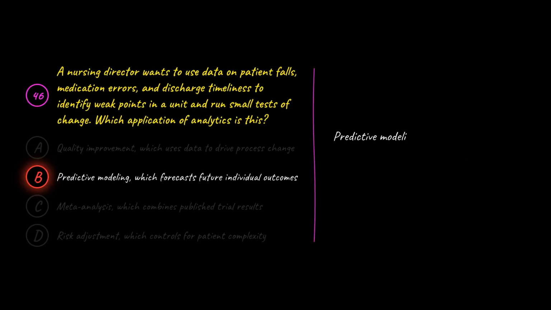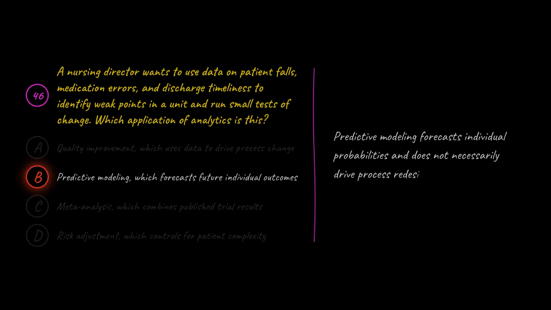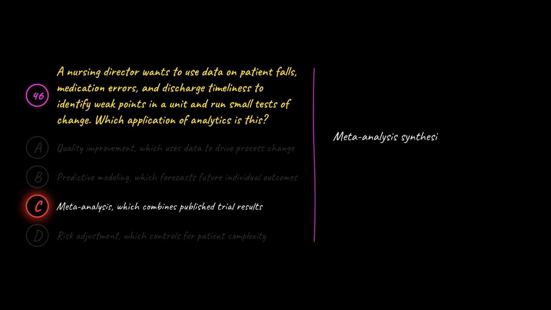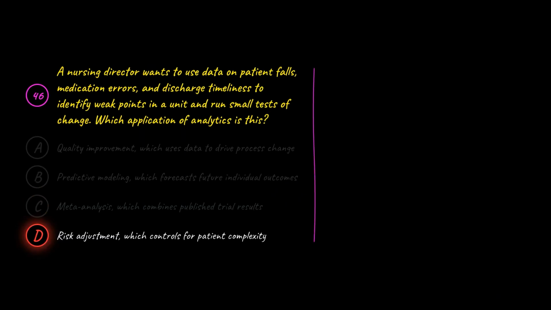B is wrong because predictive modeling forecasts individual probabilities and does not necessarily drive process redesign. C is wrong because meta-analysis synthesizes existing trial evidence and is not a unit-level improvement activity. D is wrong because risk adjustment controls for patient complexity in comparisons, which supports quality improvement but is not the activity itself. Quality improvement is a disciplined, continuous cycle of using data to identify performance gaps, design targeted interventions, and verify whether those interventions actually move outcomes. Unlike a one-time project, it never stops. Each cycle feeds the next.